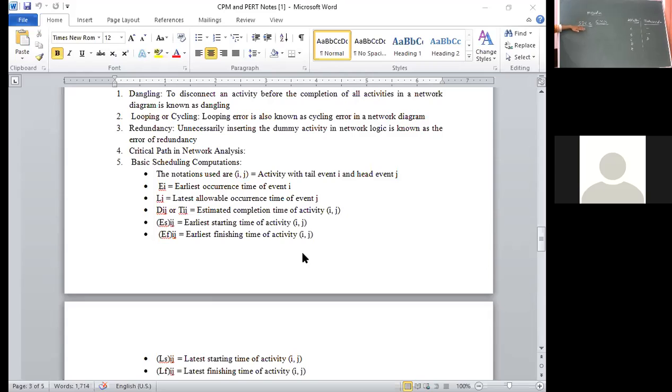CMM level 5 companies go for SDLC, that is System Development Life Cycle. It consists of 6 steps. Here also they will use project management techniques. PERT they will use in System Development Life Cycle. That is called, maybe you heard this, the Agile model.